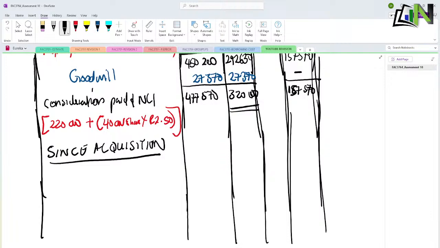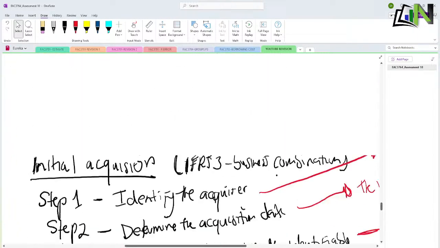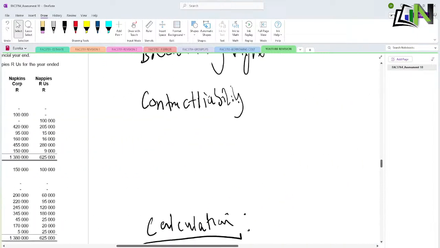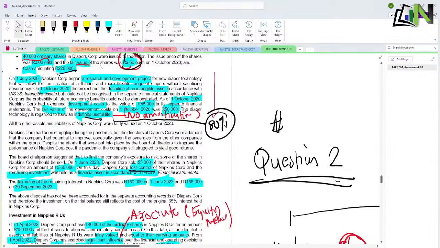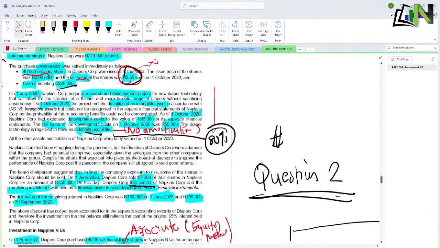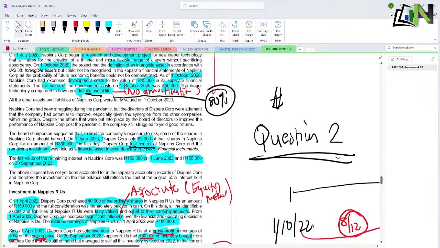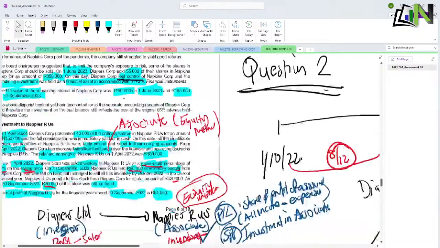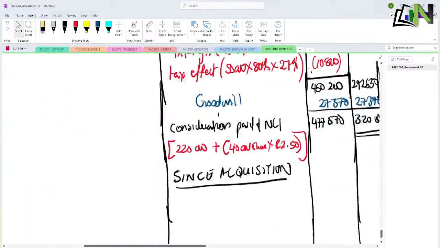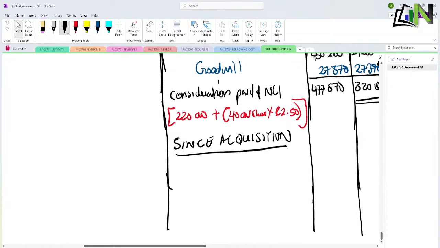Now, one thing about Napkins: it did not have intergroup transactions. Let me just prove it. I know we read on it on Saturday. Napkins did not have any intergroup transactions. It just talked about that at acquisition, and then during the year we sold some of the shares, and then they gave us the fair value of the remaining interest in September. So that's basically it. Nothing else happened. There was no intergroup transaction, so there's no need for us to look for an intergroup transaction that affected retained earnings. None whatsoever.